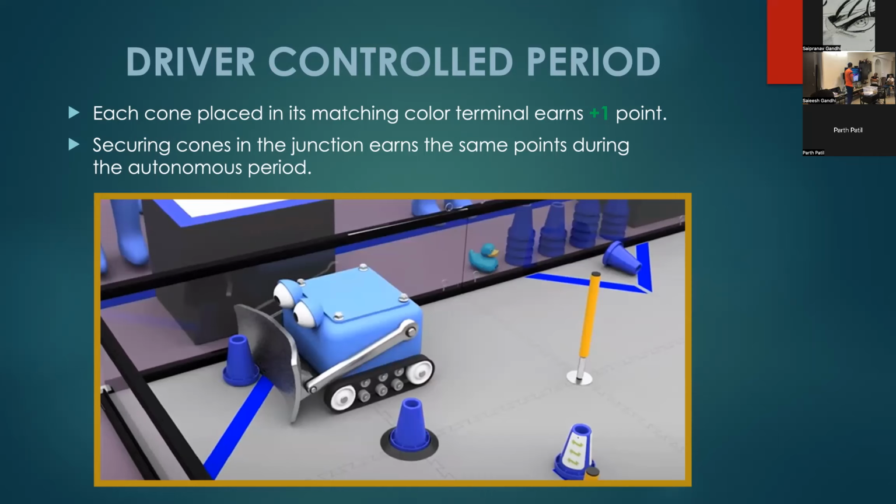So each one places in the terminal for a plus point. Like in this terminal, you place a cone over there, you get plus 1. Secondary points are in the junction, the same points as in the autonomous period, like placing on the medium pole, high and ground.